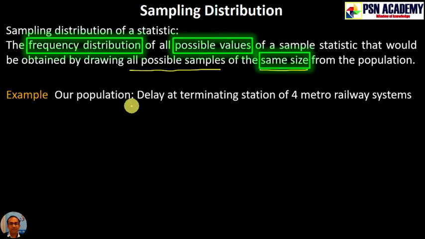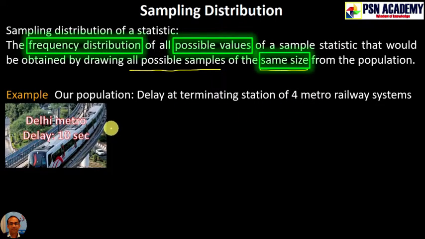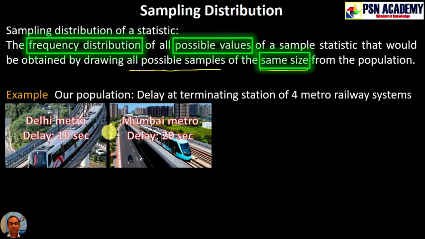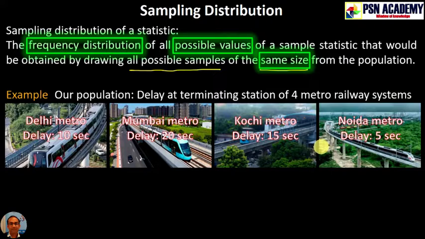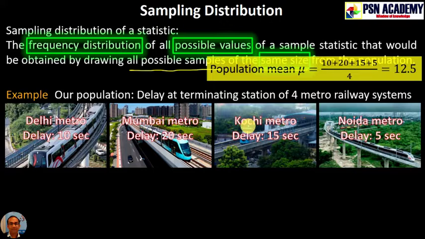For example, our population is the delay at the terminating station of 4 metro railway systems. The Delhi Metro recorded 10 seconds delay at the terminating station, Mumbai Metro 20 seconds delay, Kochi Metro 15 seconds, and Noida Metro 5 seconds delay. Now, these data are not real. These are all imaginary values. And there are 17 metro railway systems at the time of recording of this video. For sake of simplicity of our example, we considered only 4 metro railway systems. Okay? What is the population mean then? The population mean is 12.5.